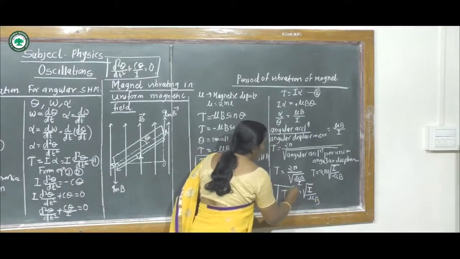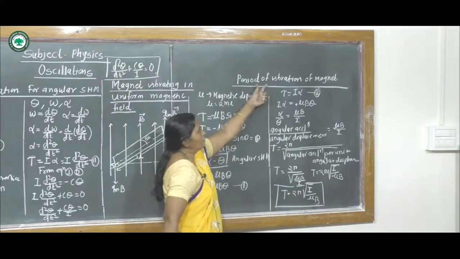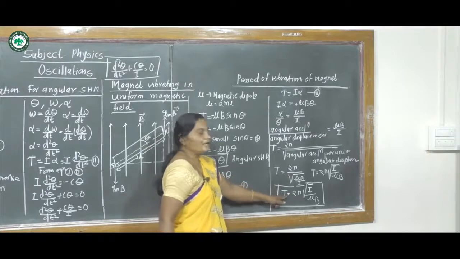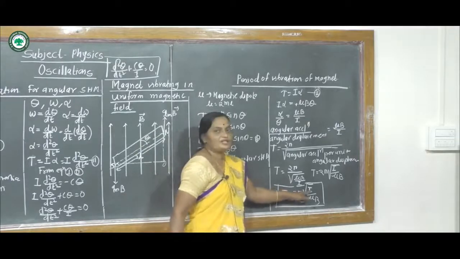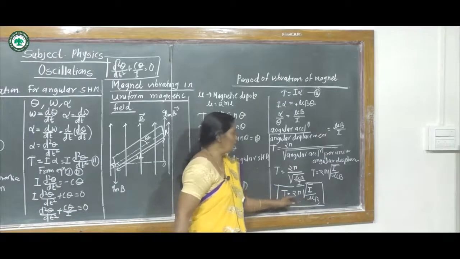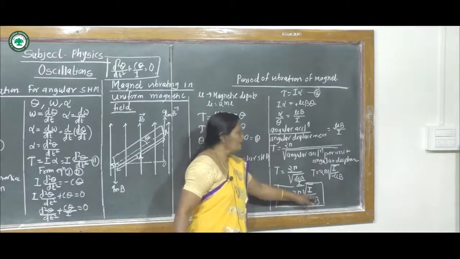This is the period of vibration of the magnet. The period of vibration of the magnet depends upon the moment of inertia, the magnetic dipole moment, and the uniform magnetic field.